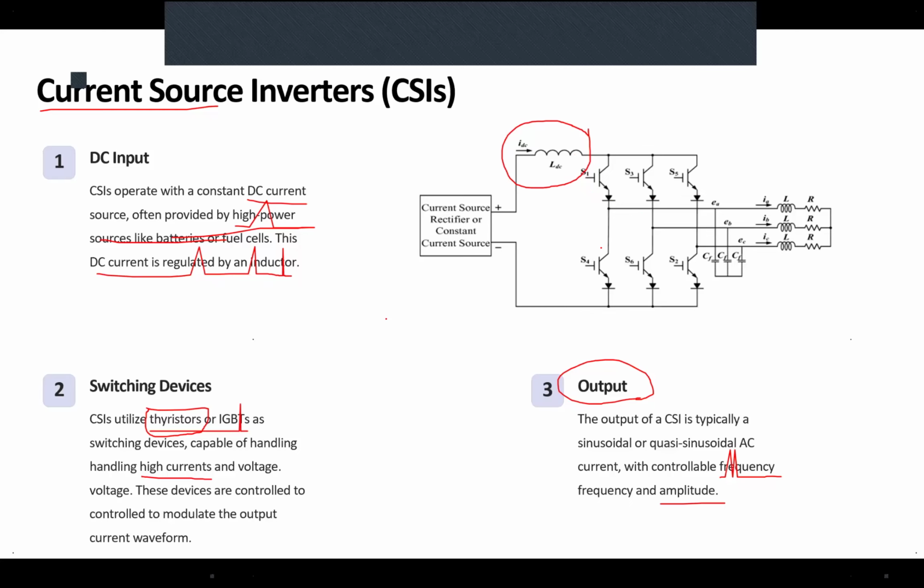Is there any other question about this concept? Perfect.